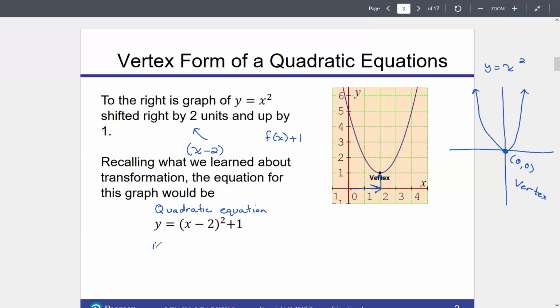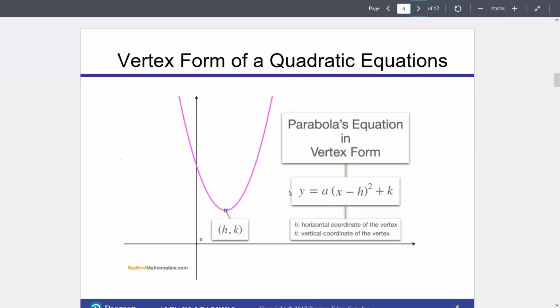So this is still a quadratic equation, but it's in what we call vertex form. That's why we talked about shifts, so we can see where these shifts are coming from. That vertex form is really talking about shifting that vertex. There are going to be other parts of it, but those are the main ones for right now. So, vertex form for a quadratic equation.